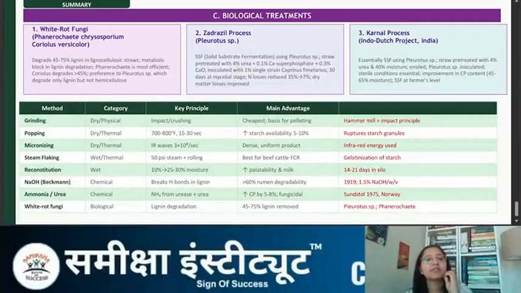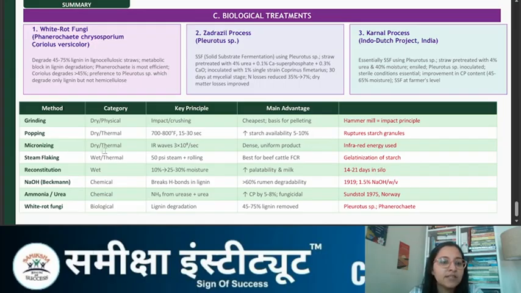So summarizing today's class, of these processing methods, grinding is basically a dry or physical method. There is impact or crushing. It is cheapest and it is important for the pelleting process. Hammer mills have the impact principle and roller mills have the crushing principle. Then popping, again a dry or thermal method, 700 to 800 degrees Fahrenheit, 15 to 30 seconds. It increases the starch availability by 5 to 10% and ruptures the starch granules.